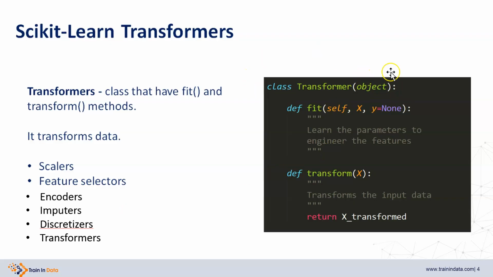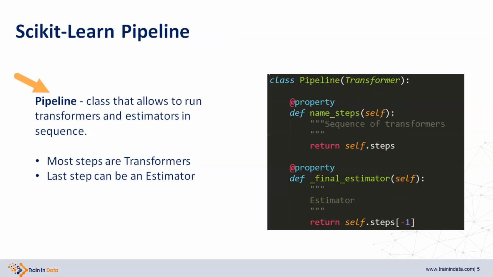So a transformer class contains a fit method that takes in the dataset and potentially the target. It learns and stores some parameters, and with the transform method, it uses the parameters learned during fit to transform a dataset and return a transformed dataset. The pipeline is a class that allows us to run transformers and estimators in a sequence. So in a pipeline, we can accommodate several transformers, and these transformers will be run one after the other.